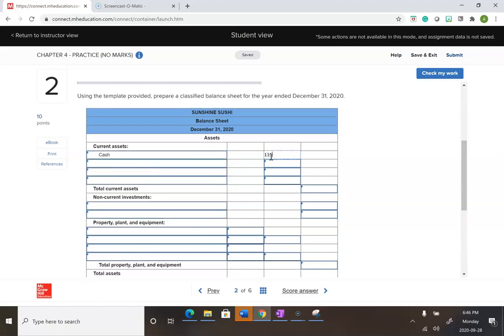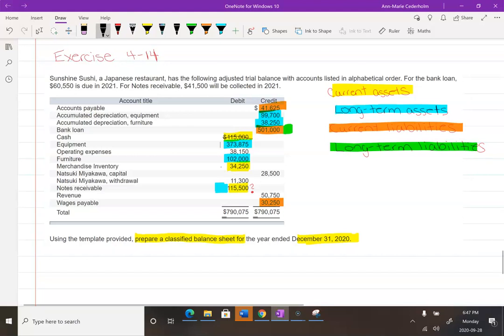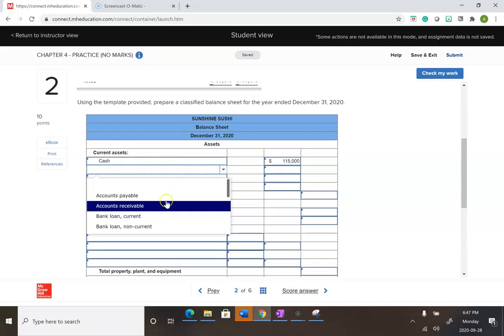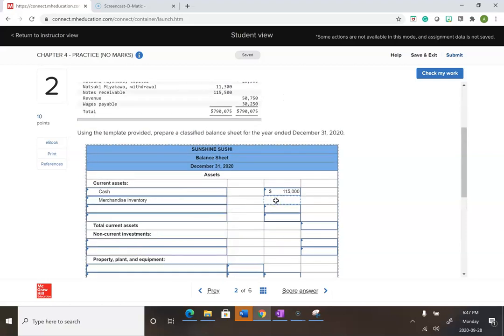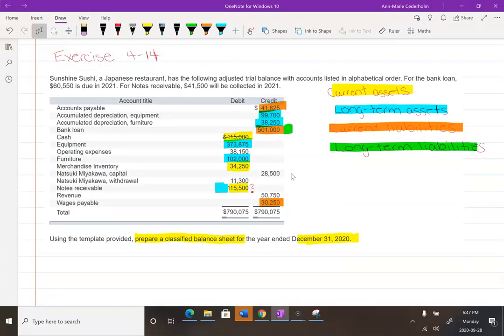Cash, $115. And now what I'll do is I'll just strike out cash because once we use it, we don't use it again. Now my next one in order of liquidity is your inventory. So usually it goes cash, accounts receivable, inventory. So I'm going to put the merchandise inventory. And next, it's $34,250. And again, I'm going to go back to my balance sheet and just cross that off, because once you find a home for it, it doesn't go anywhere else.